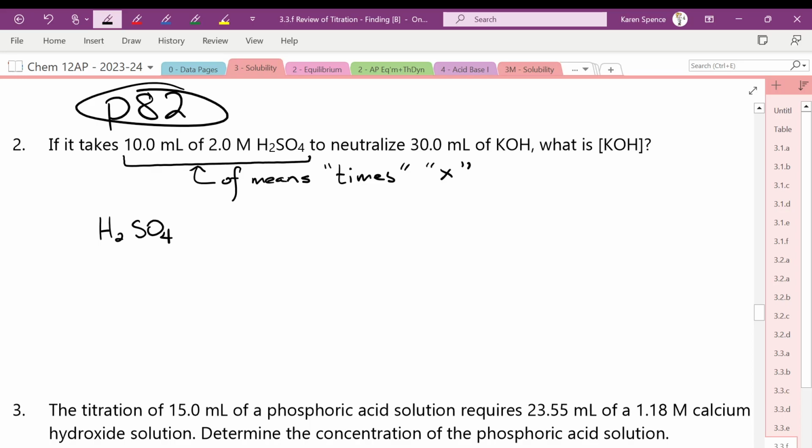Why are you looking at what I'm doing? Write your own reaction. You guys know how to write this reaction. We're doing number 2 on page 82 because I don't believe you guys that you don't know how to do titration calculations. I think you do.